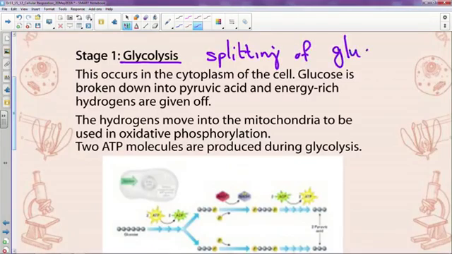So when we split up glucose, we refer to that process as glycolysis. This occurs in the cytoplasm of the cell. So, not in the mitochondria. Outside the mitochondria, we know that we've got cytoplasm, and that means that the splitting up, the first stage of respiration, cellular respiration, occurs in the cytoplasm where the glucose is split up.